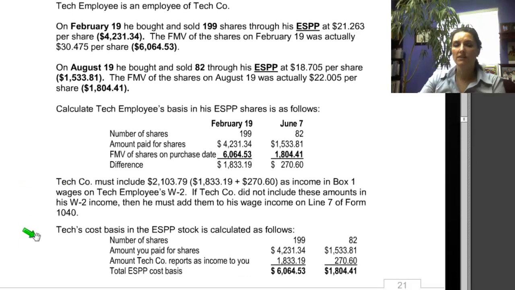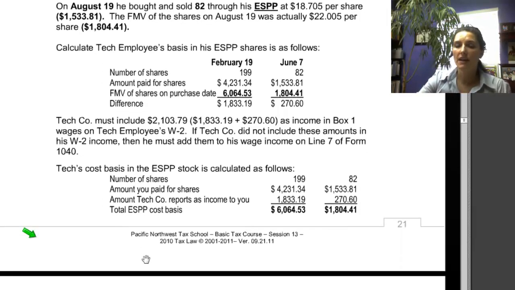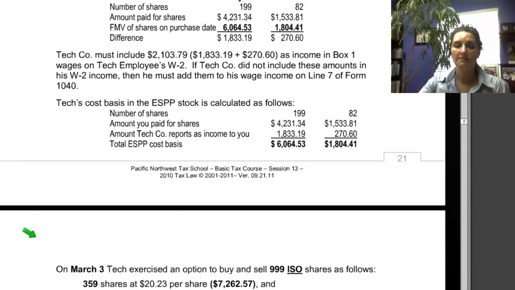Now let's look at how we then figure tech's cost basis in the ESPP shares that he now owns. There was the number of shares he bought, there was the amount that he paid for the shares, and there was the amount that tech company reported as income to him. When we add all of that up, we get a total ESPP cost basis to tech employee of $6,064.53 for the first 199 shares and $1,804.41 for the second 82 shares. So his cost is going to be what he paid plus the amount that was included in his income as wages. So ultimately, his cost is the fair market value on the date of the exercise.